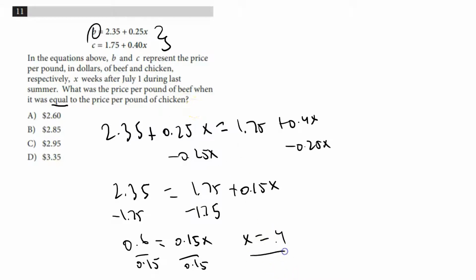And if we plug in x equals 4 to this top equation to find the price of beef, we have 2.35 plus 0.25 times 4. 0.25 times 4, that's just 1. And 2.35 plus 1 is 3.35, which is D.